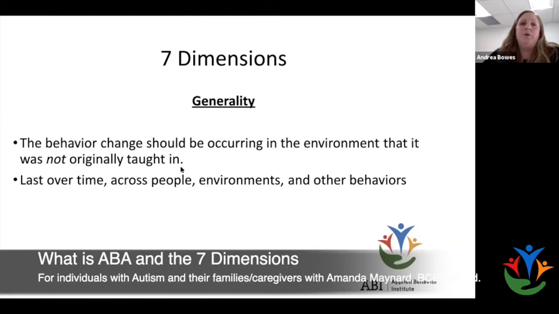So ways that we do that, and generalization can be a whole other web class. I'll do that one too. It can be, if you're teaching a client how to order from a restaurant, you would want to have the menu from that restaurant in the training environment to increase the likelihood that it will be generalized when you go to that restaurant.